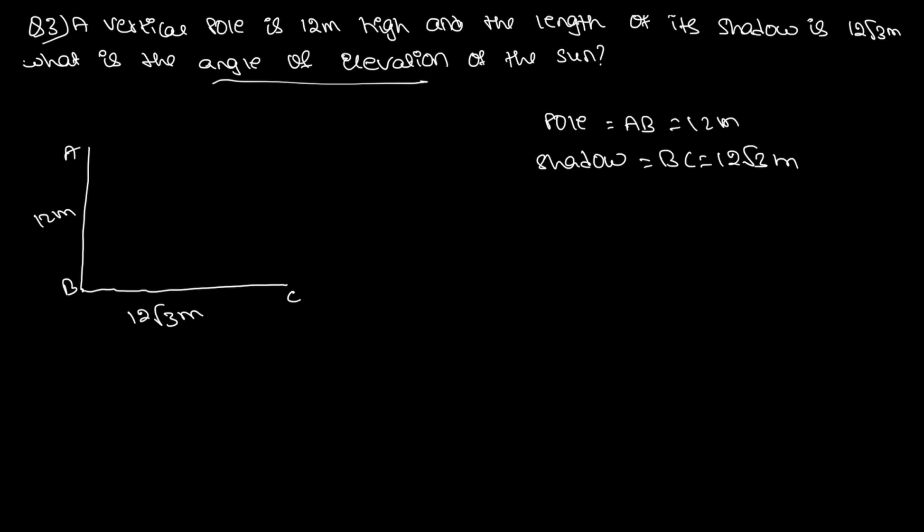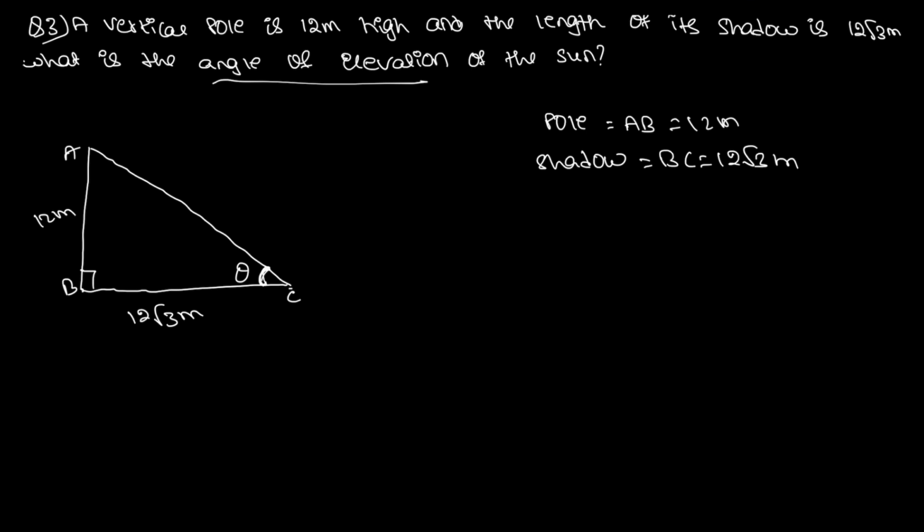And we know here we will be having a line of sight. This will be our line of sight. Now here we need to find the angle of elevation, which is at angle C. Here we have these two measurements. Pole is equal to AB with a height of 12 meters and BC is the shadow of that pole, which is of 12 root 3 meters. Here we need to find this angle of elevation.